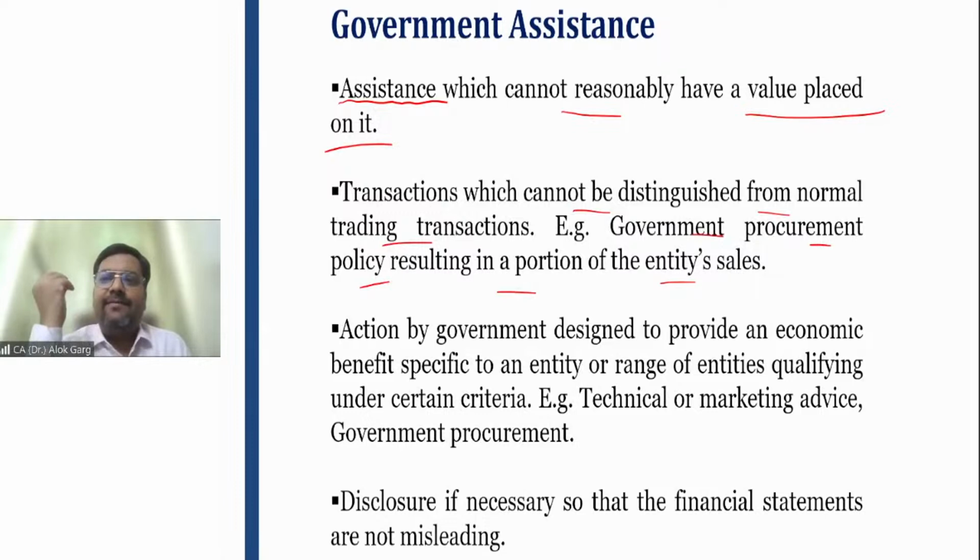Like IRFC. Have you heard about the company IRFC? IRFC is doing all the leasing or funding related transactions with IRCTC, with the railway board, with the railway government. Action by the government designed to provide an economic benefit to an entity or range of entities, like technical or marketing advice, government procurement. So these are kinds of government assistance, right? You are required to disclose if you feel that financial statements are otherwise misleading.